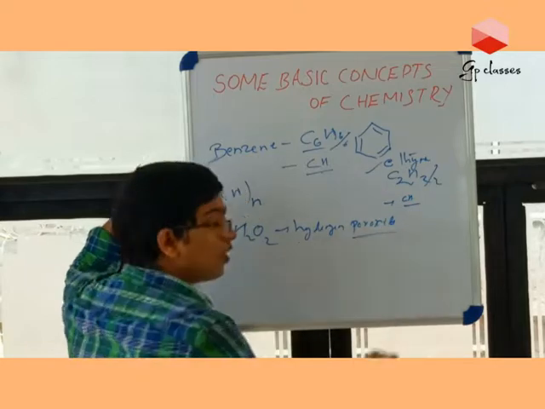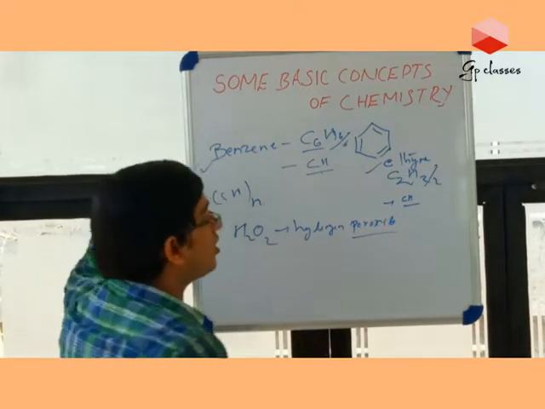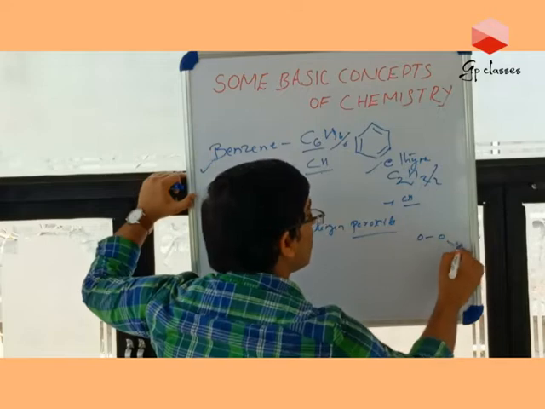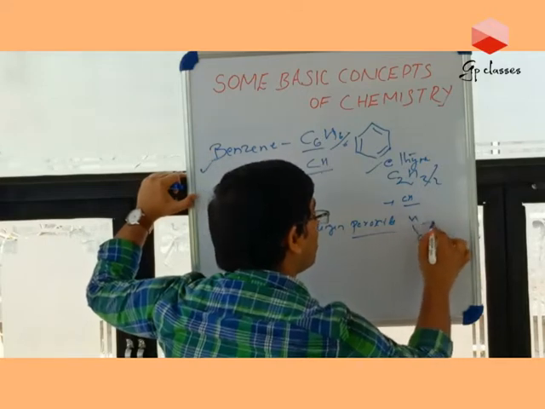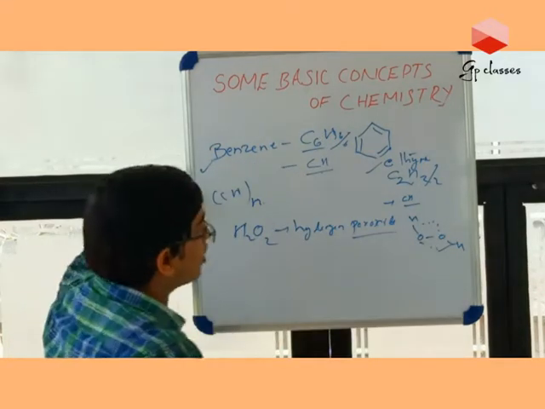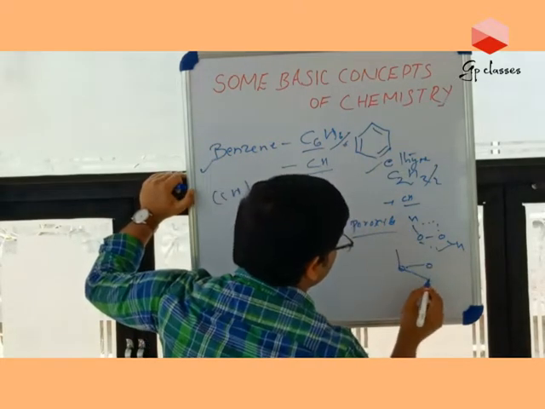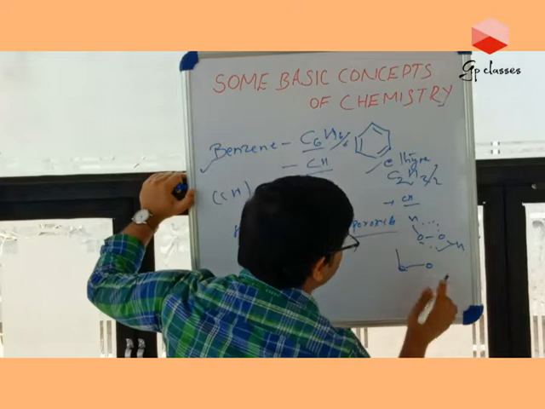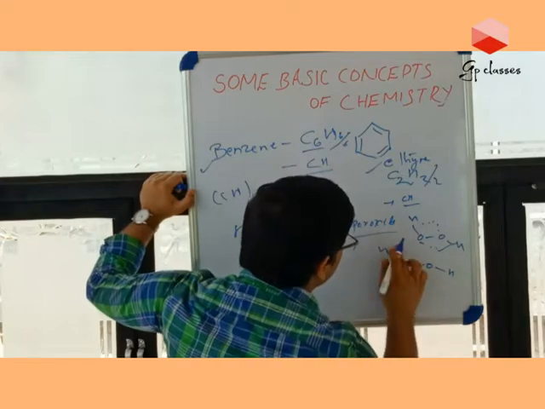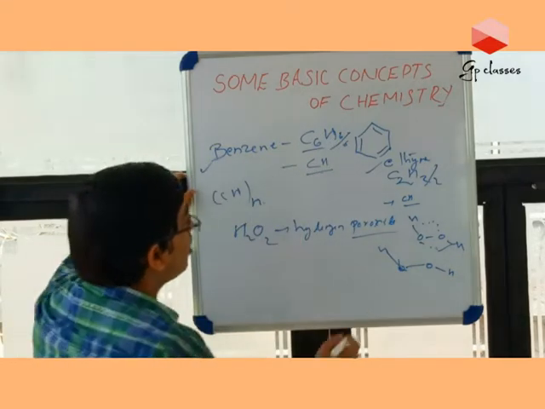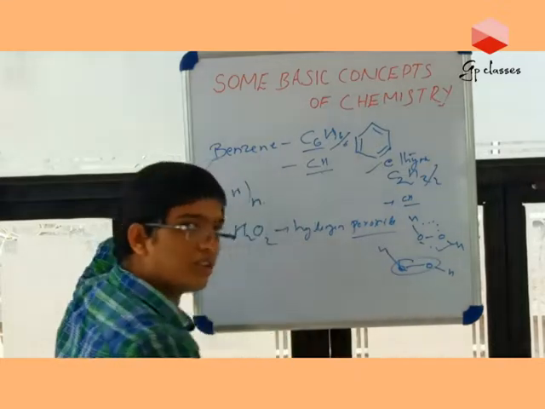It is known as peroxide due to the presence of a peroxide linkage, that is, an oxygen-oxygen linkage. This is actually the structure of hydrogen peroxide. It is an open book structure, like this, with two oxygens, and on the other parts you have hydrogens like this. So this is the structure of hydrogen peroxide. It has a peroxide linkage, an oxygen-oxygen linkage.